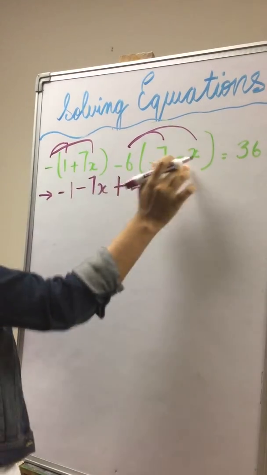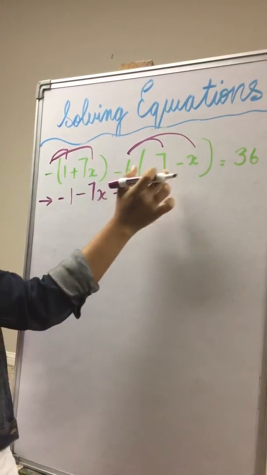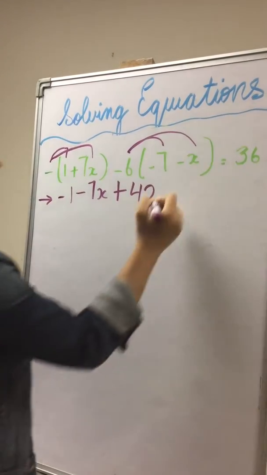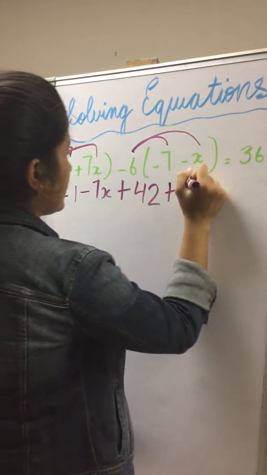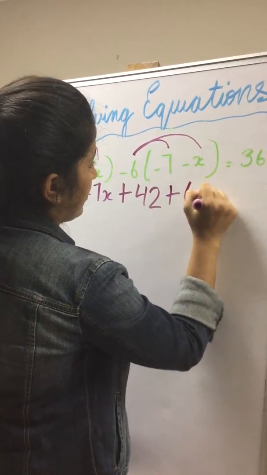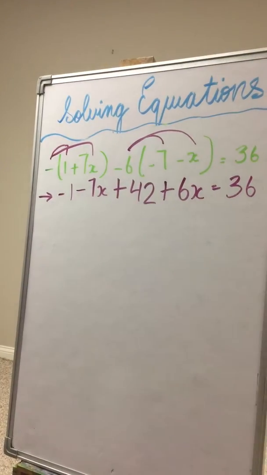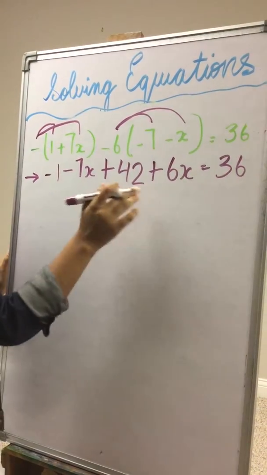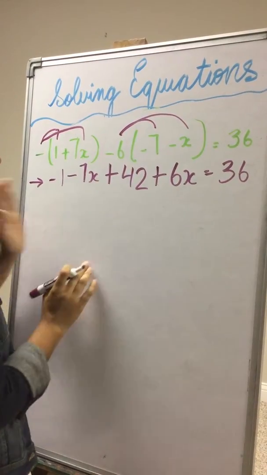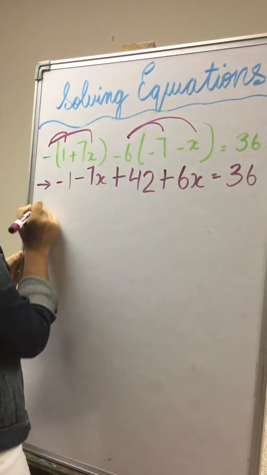Then we have negative 6 times x. Negative 6 times negative x. So negative negative makes a positive. So it's again going to be positive 6 times x, which is 6x, equal to 36. So what my next step should be is to combine all the constants and variables. So you just have one constant, one variable, and a 30 equal 36.